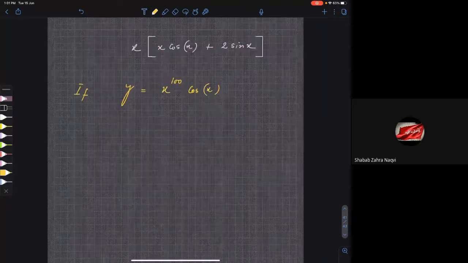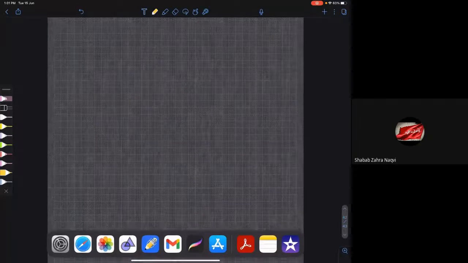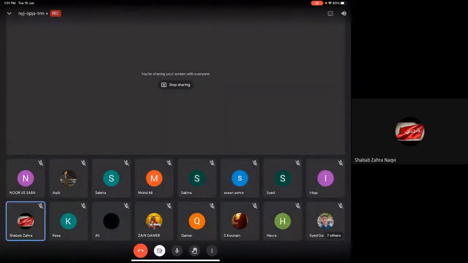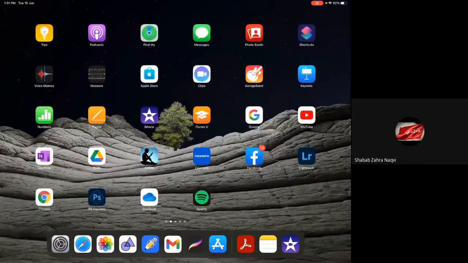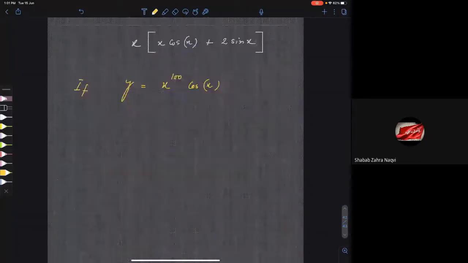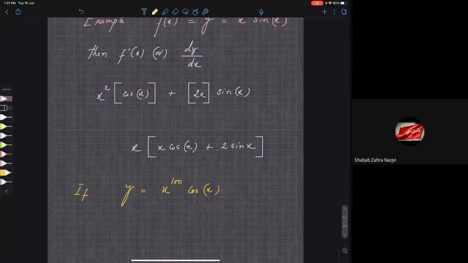Can you type your doubt? Your sound is not audible. Everybody else following?